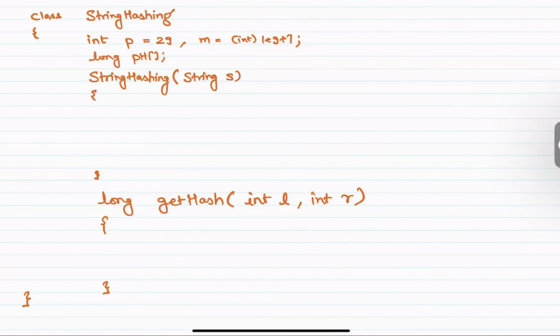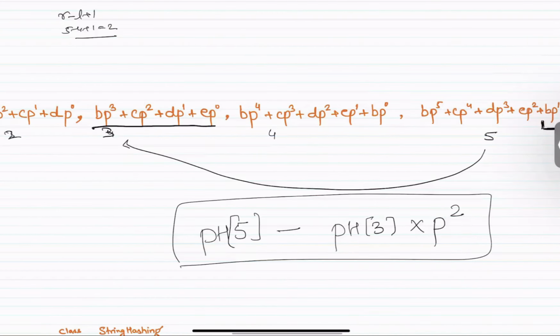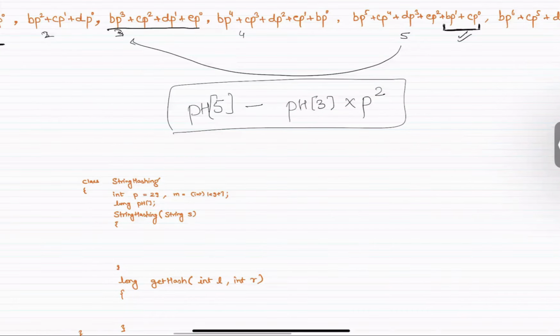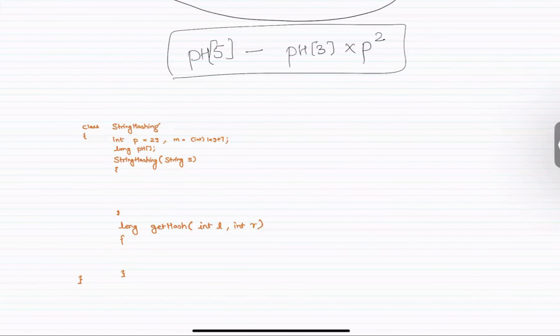This in a nutshell is what we want to achieve. The crux of everything we have discussed boils down to implementing this class. Whatever pre-computation functions we have written will go into the constructor, and whatever last maths we did, this PH of R minus PH of L minus 1 into P square, that will go into get hash. Is this making sense to you? Yes, sir.